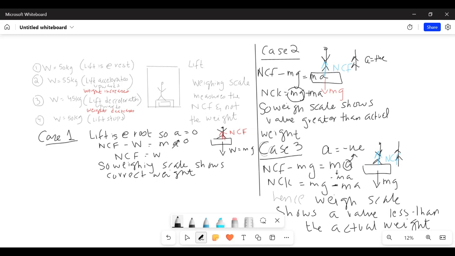And lastly, case 4 is when the lift stops. So it's the same as case 1, where the lift was also at rest. So that's why the weighing scale shows the correct weight, because now the normal contact force has a value equal to the weight because acceleration is 0.